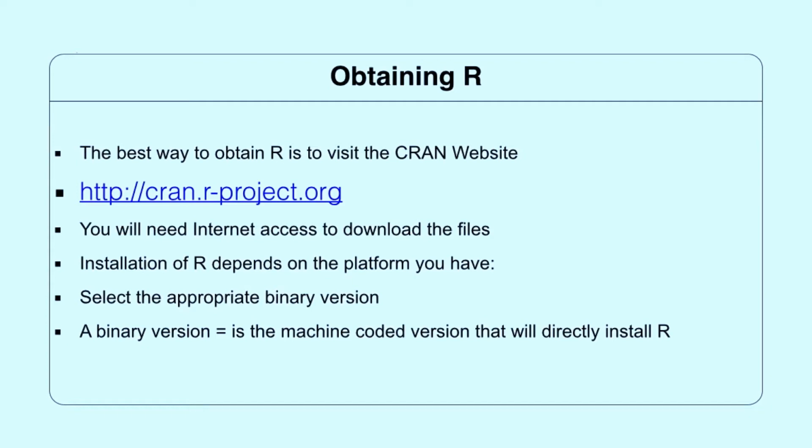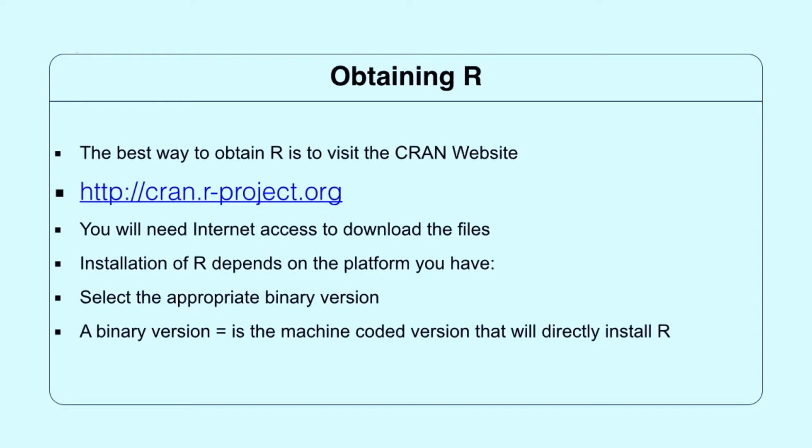However, as you understand, in order to access this site, you need to access the internet. You can just double click on the binary file that is for your platform version, and then R will auto install on your system, provided that you have the right to install software.